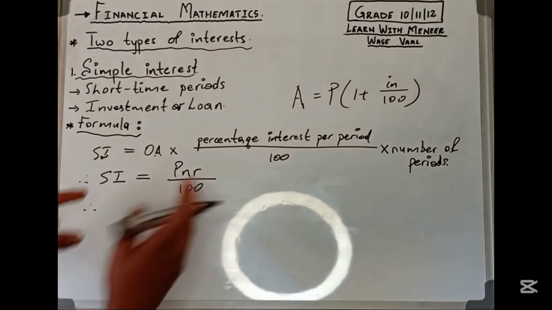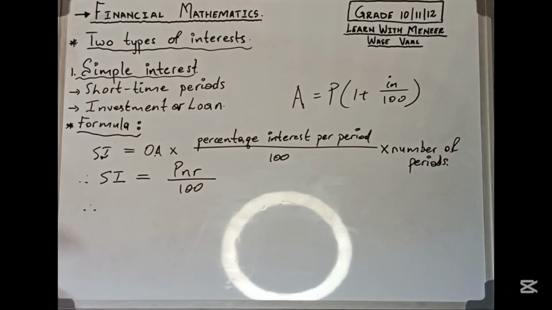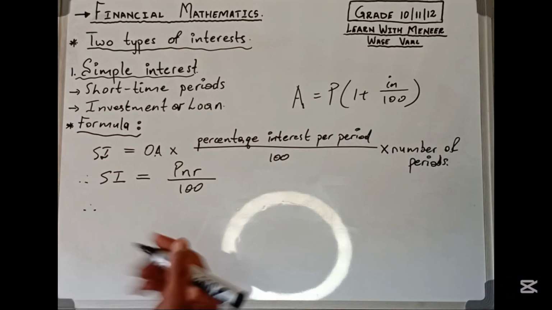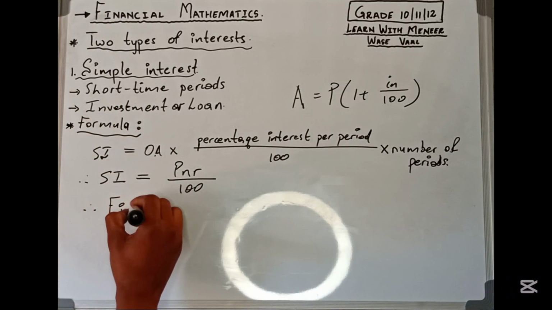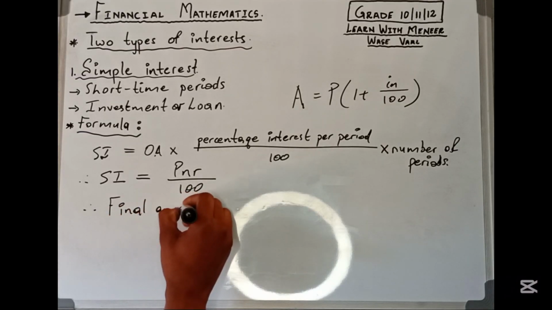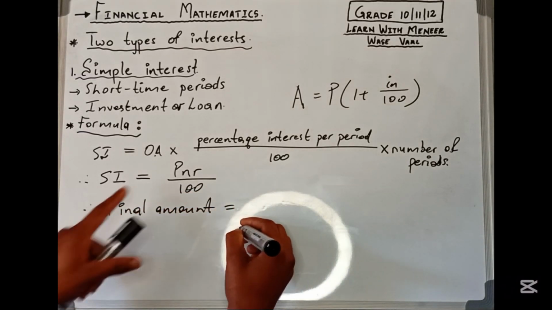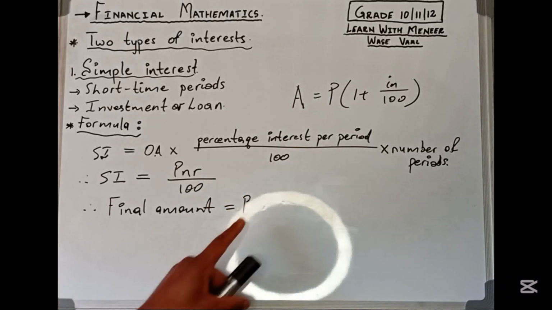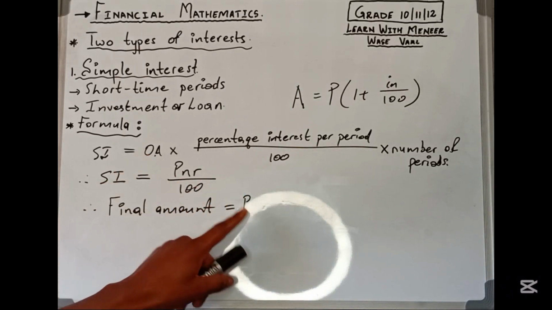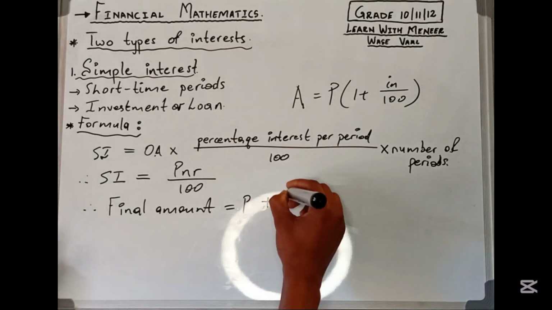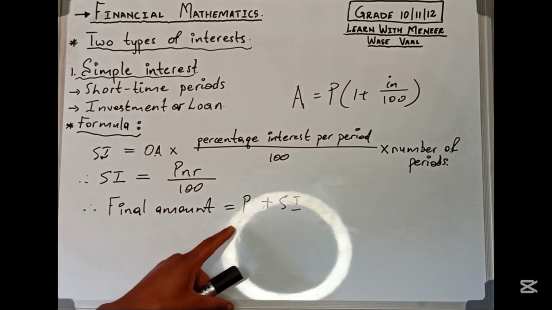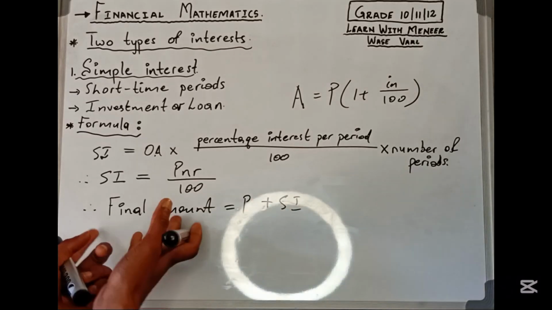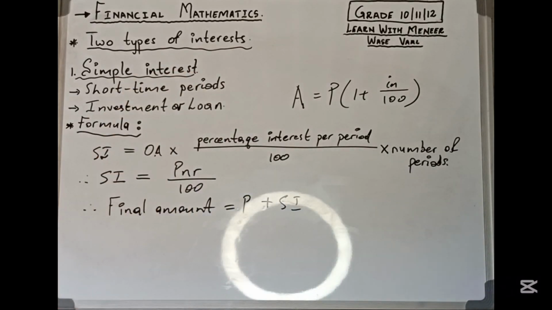Now this is the formula for simple interest, the interest that is added on either the investment or the loan. So now we want the final amount of the investment or the loan. How much will we get? The final amount will be equal to the original amount, that is the value of P, plus SI. That means the original amount plus the interest added. That will give you the final amount of your investment or the loan that you're going to get after a certain period of time.